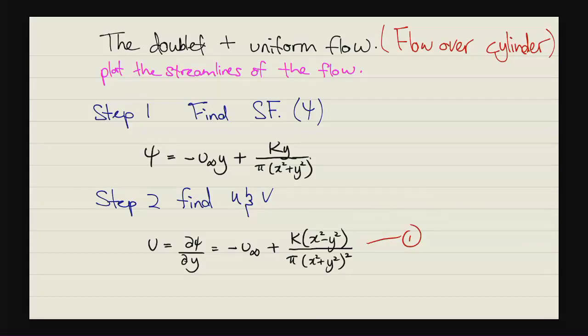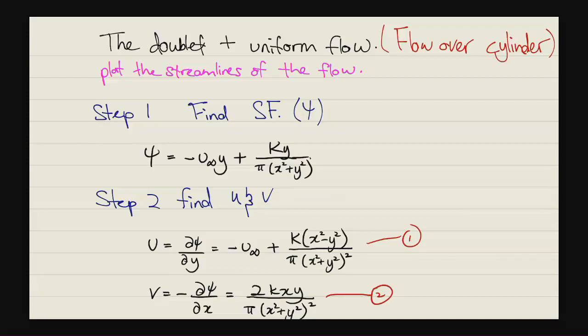Next I want to have an expression for velocity v. So v is just going to be negative del psi del x, and it's just going to be 2kxy over pi times x squared plus y squared. Equation 2. You all know how to differentiate this term with respect to x and y? Yep, good.